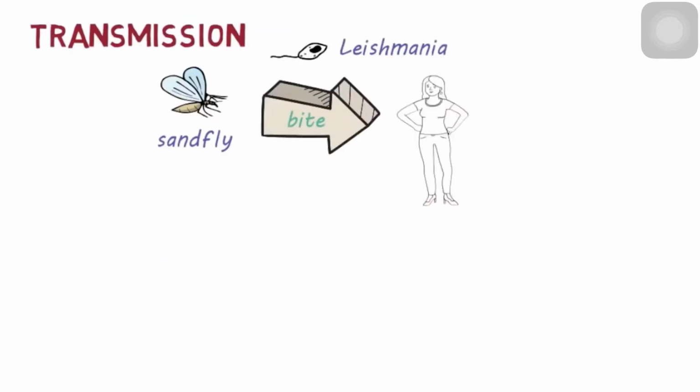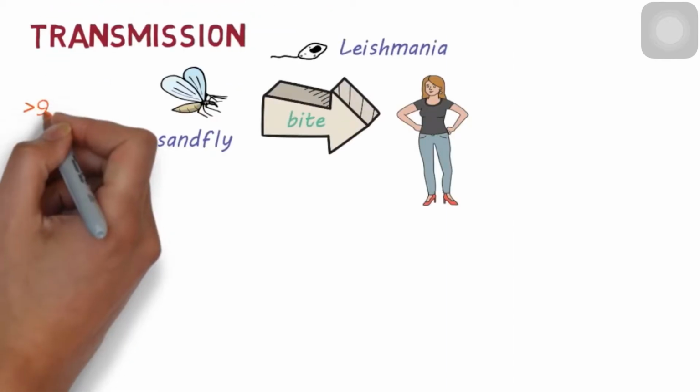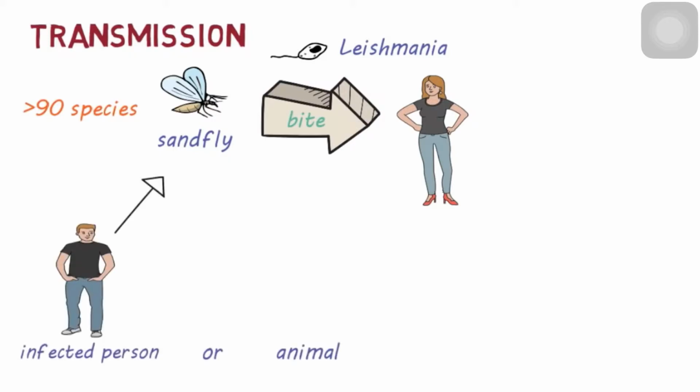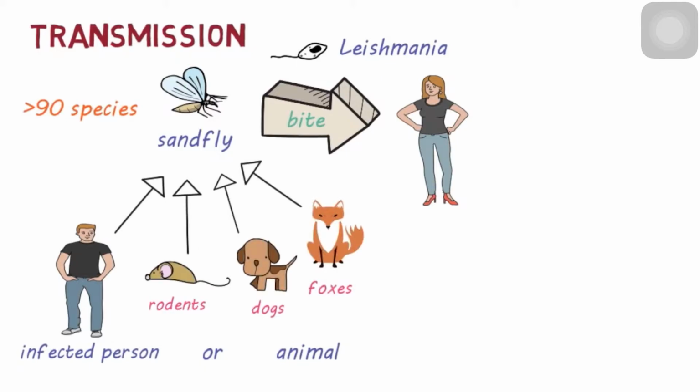The leishmania parasite is transmitted to humans through the bite of an infected female sandfly. There are over 90 species of sandflies known to transmit leishmania parasites. Sandflies can get infected when they bite a person or animal infected with leishmania. There are many animal species that can carry the parasite, including rodents, dogs, and foxes.